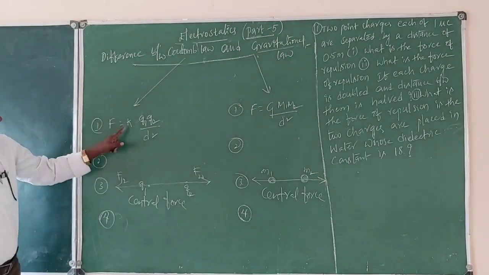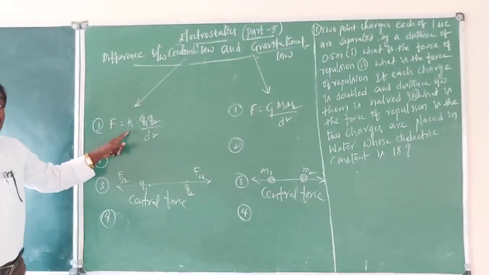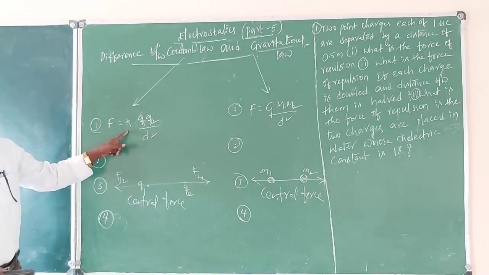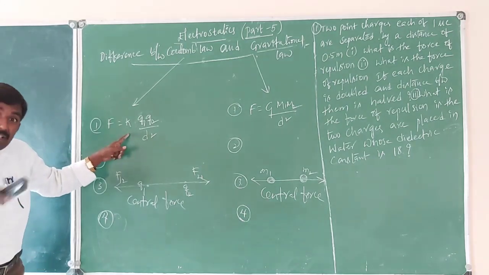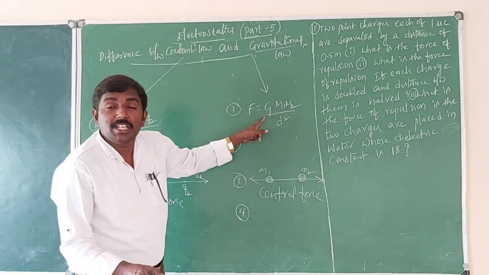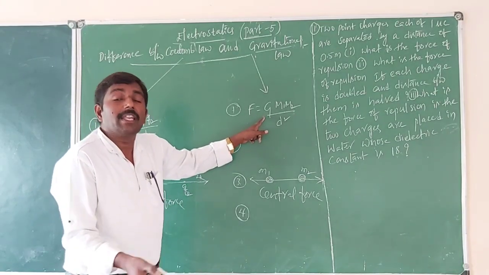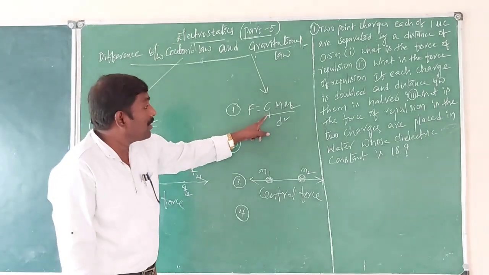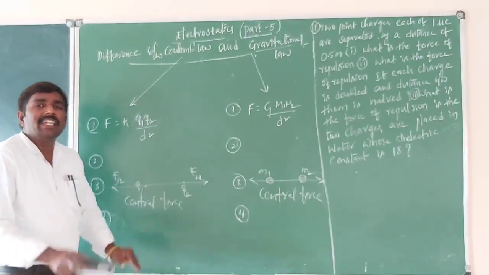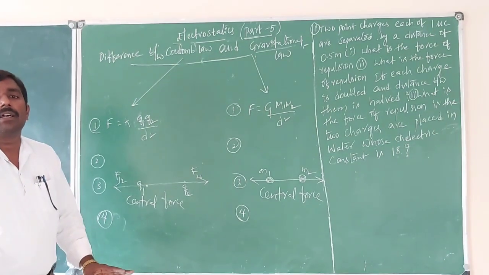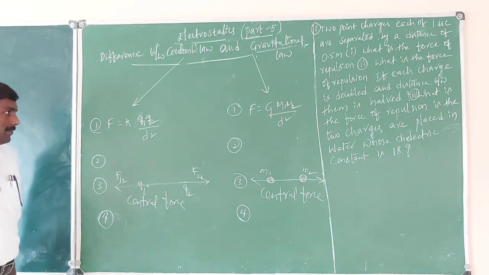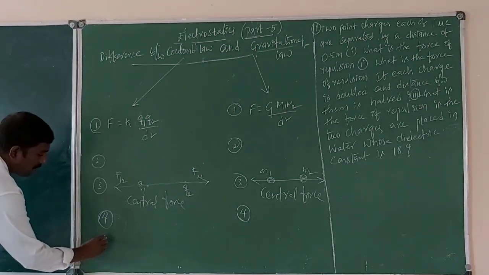Next, fourth one. In this case, the value of K depends upon the nature of the medium. What is meant by K? Proportionality constant. In this case, the value of G is independent of the nature of the medium because it is a universal gravitational constant. It is independent of any medium or any physical quantities like this. Next, last one.